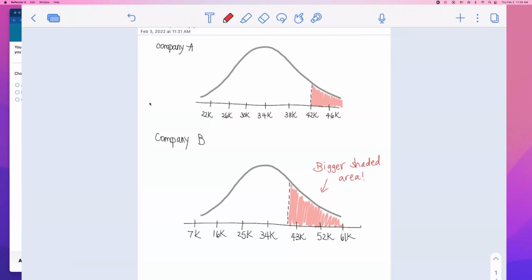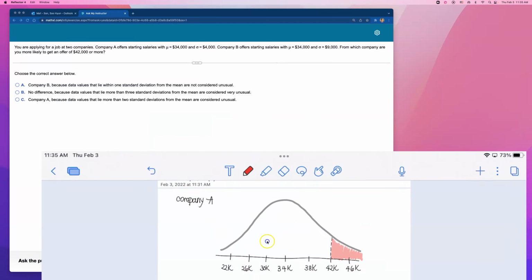So the probability of making more than $42,000 is much higher in company B without actually calculating it, because company B had bigger spread. It's more likely to make more money in this company, but also more likely to see something like 7,000. Wow, less than $10,000. But it's very rare for people at company A to make less than $22,000. But just to answer their question, we're more likely to see an offer greater than $42,000 at company B because they have higher variation. So let's go ahead and answer that.